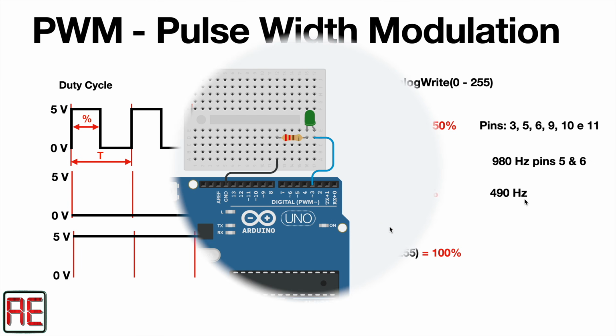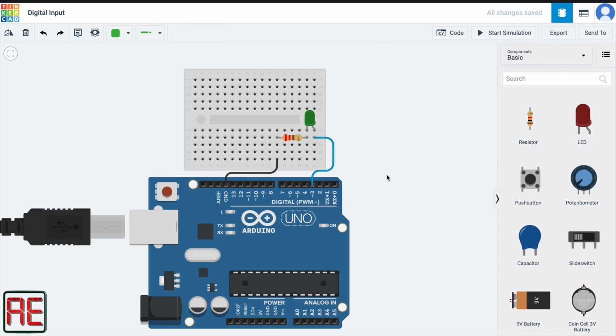Now, let's go to Tinkercad to test our example. So, here on the breadboard, we have already assembled our circuit. It is a quite simple circuit. It has only an LED and a resistor. The LED is connected on pin 3, which is the PWM output that we are going to use. The cathode of the LED is connected to a resistor, and the resistor is connected on the ground pin.